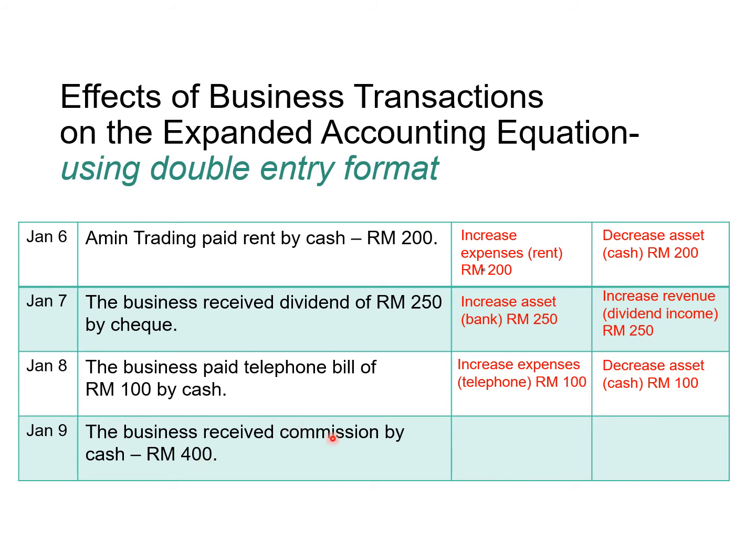Seterusnya, business tu dia terima commission sebanyak 400 menggunakan cash. Terima commission means increase in revenue. Okay. Dan pada masa yang sama ada increase in cash sebab duit tu diterima melalui tunai. So what happened? Increase asset which is cash. Increase revenue which is commission income tu sebanyak 400. Okay, I hope you are feeling okay about this. If you are having problem, please don't hesitate to let me know. Okay.